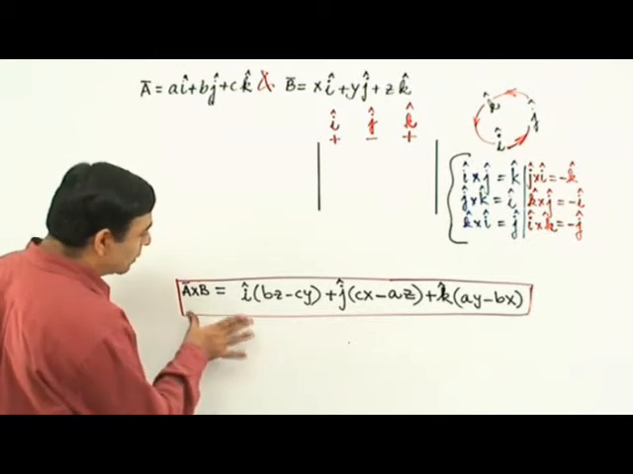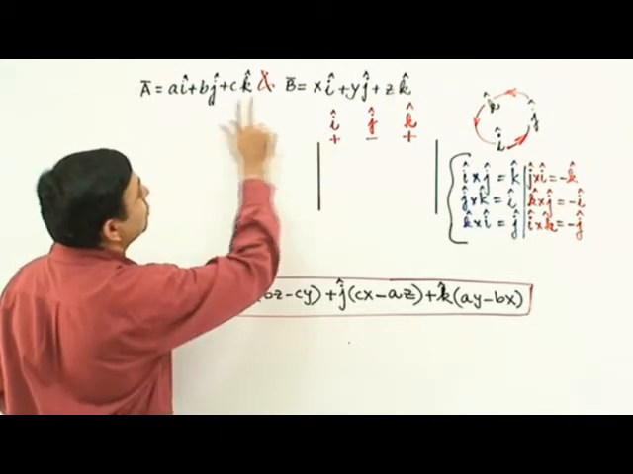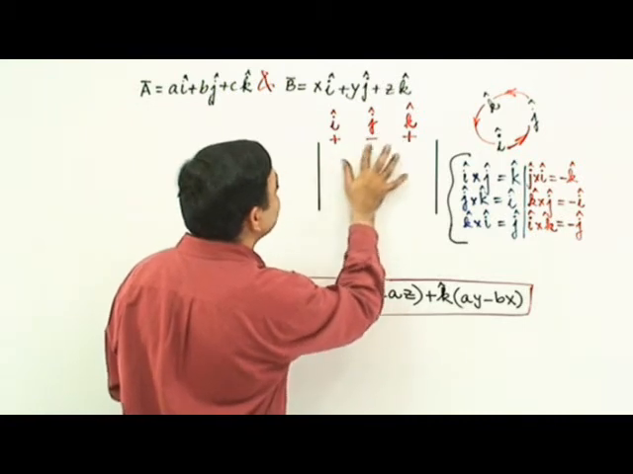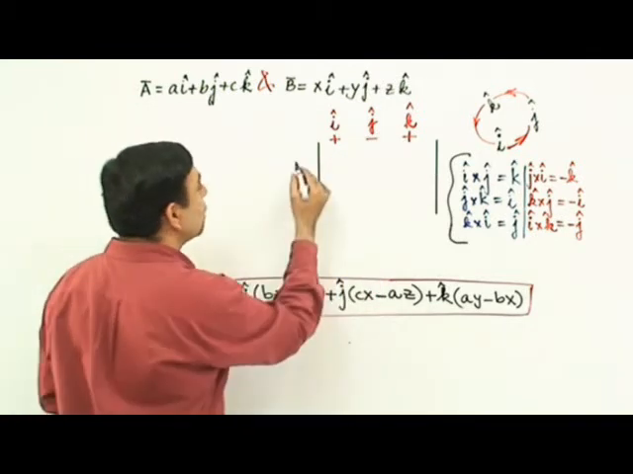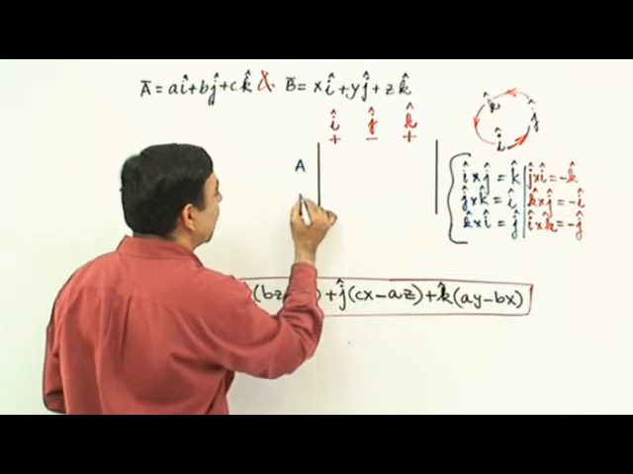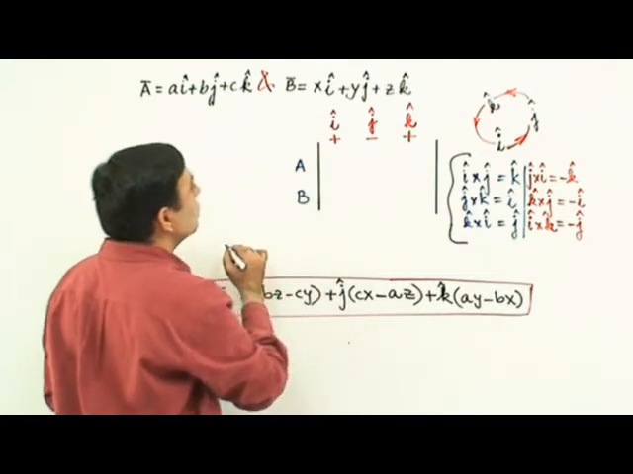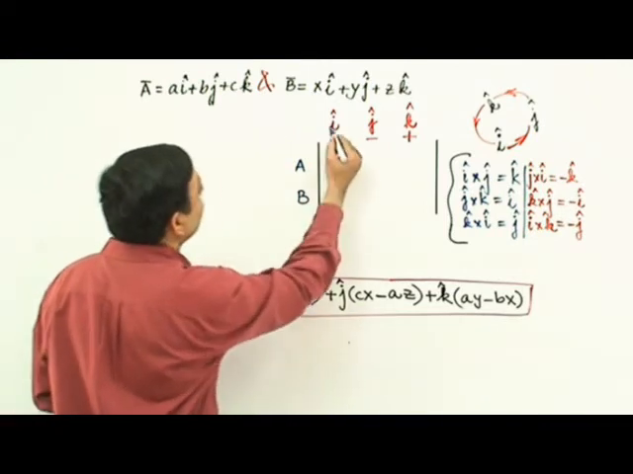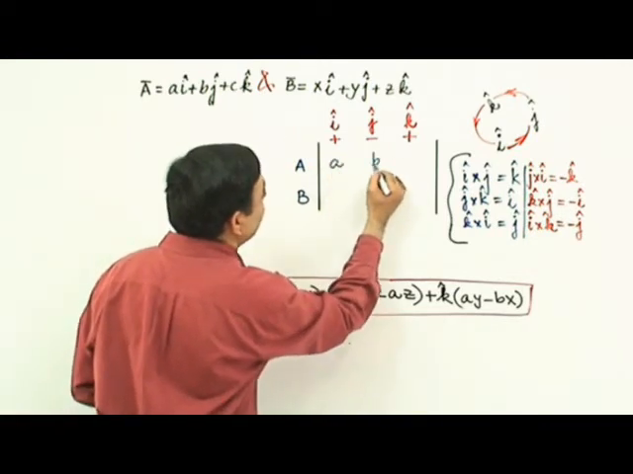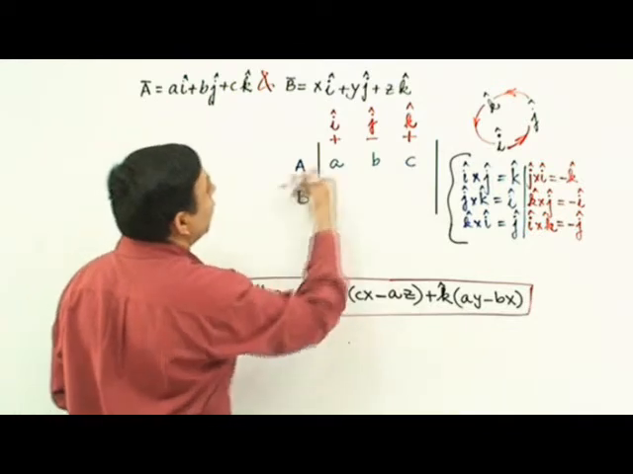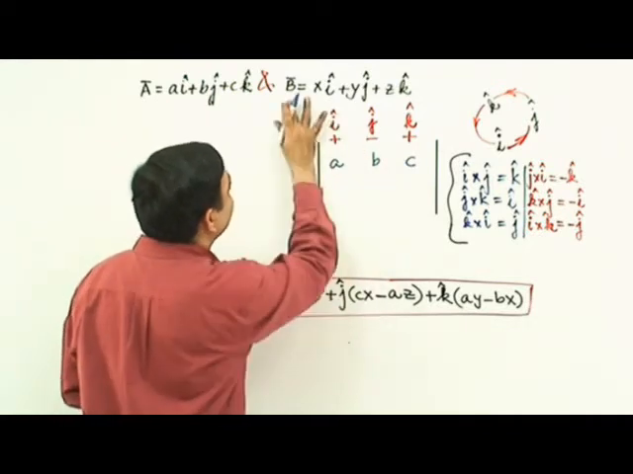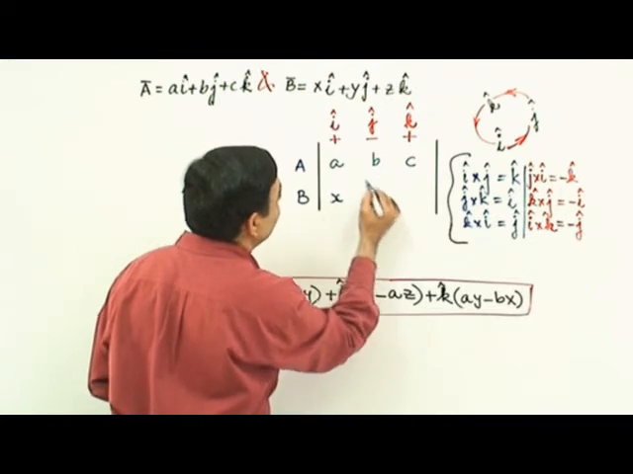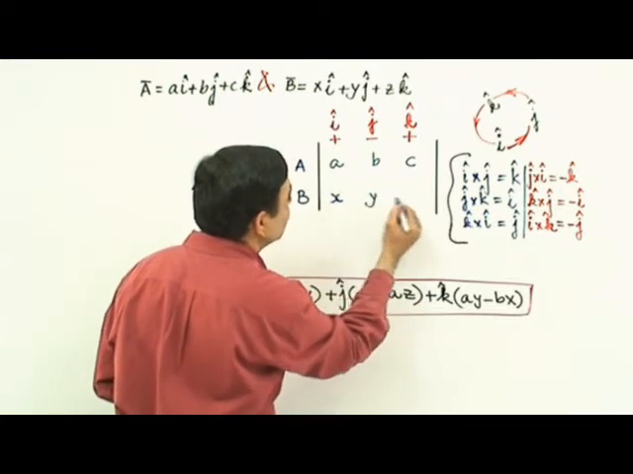We got this answer for A cross B when A and B were these vectors. Okay, so here you need to write I, J, K with plus minus plus, and when you need to find A cross B, write A and then B here. Write the coefficients of I, J, K here. See, the coefficient of I is A, this is B, and this is C, the coefficient of K. Over here, in the case of vector B, X, Y and Z are the coefficients of I, J, K respectively. So you need to write them over here.